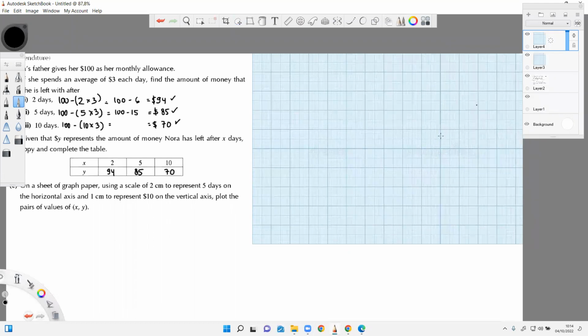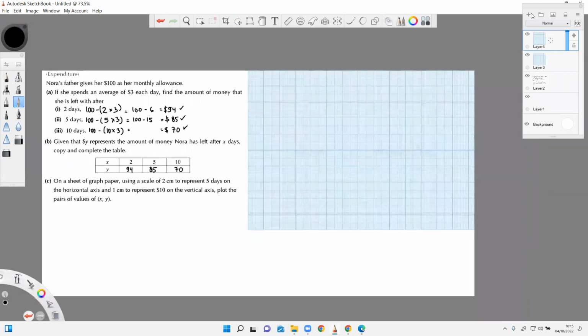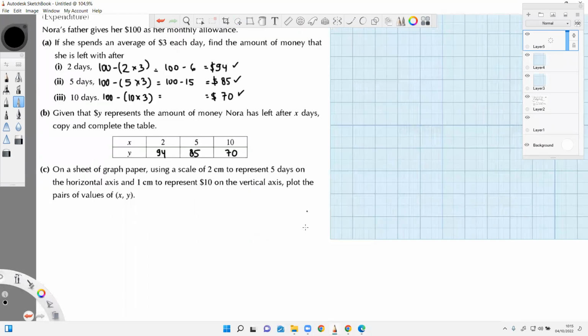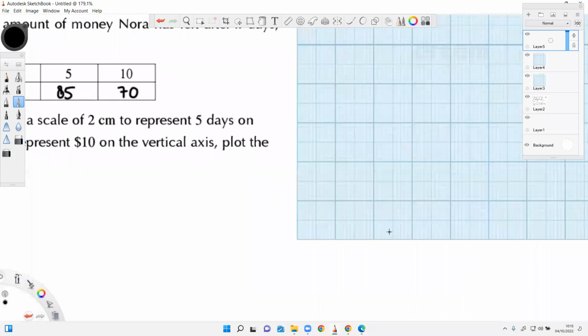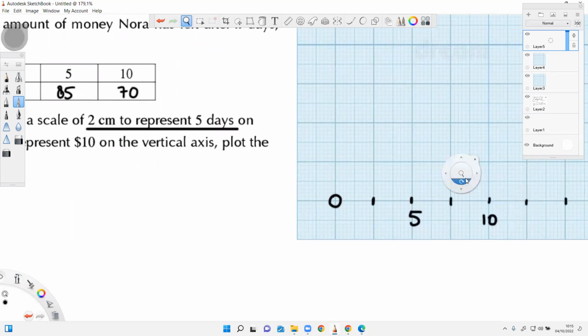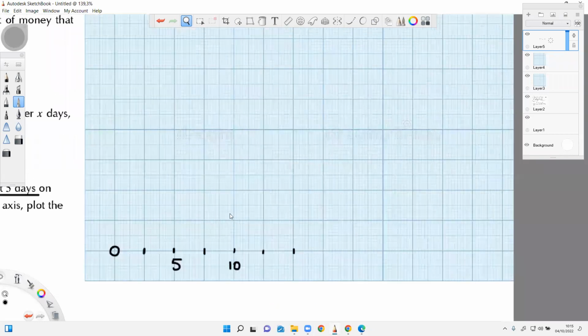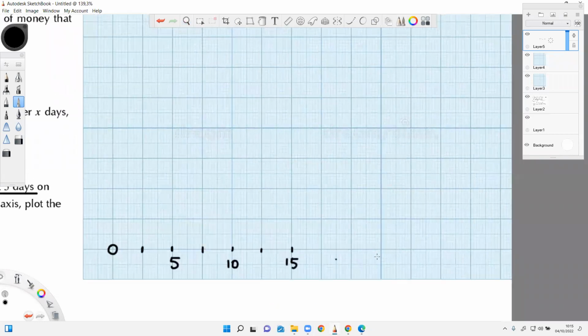Okay, so guys, look at this carefully. So what do I do? On a sheet of graph paper, using a scale of 2 cm to represent 5 days. For example, I put this as 0, 1 cm, 2 cm, how many days? 2 cm represent 5 days, and another 2 cm represent 10 days, right? Another 2 cm represent 15 days, and so on. Okay, 20 and so on.